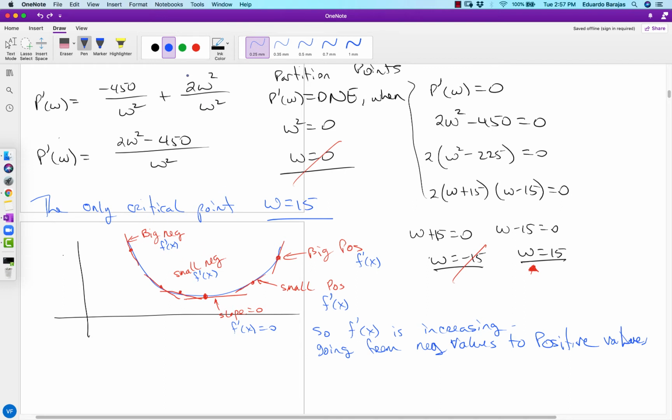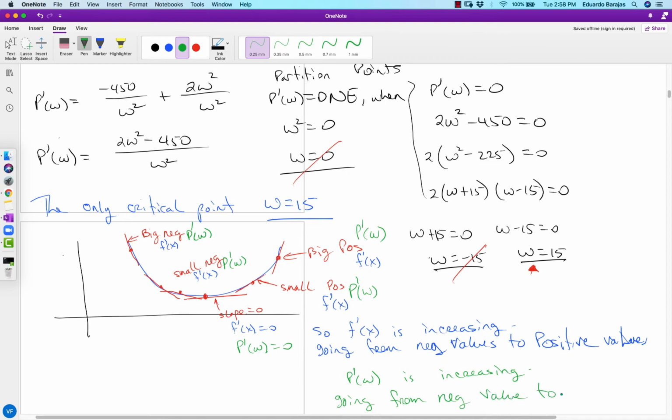Okay, now f of x is just kind of a generic term. I'm used to using it. But in our particular word problem, we're looking at the function p and the independent variable w. So we should be looking at p prime of w. So I could have just written this as p prime of w must go from a big negative to a small negative. P prime of w equals 0, somewhere around there. And then p prime of w is a small number here. Finally, p prime of w is some larger value there. Okay, so the point is that p prime of w is increasing, and it's going from a negative value to a positive value.